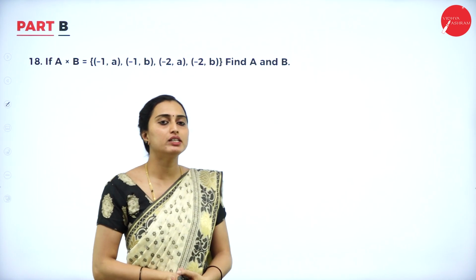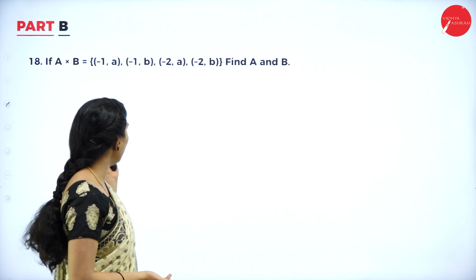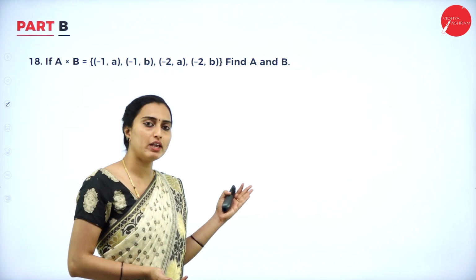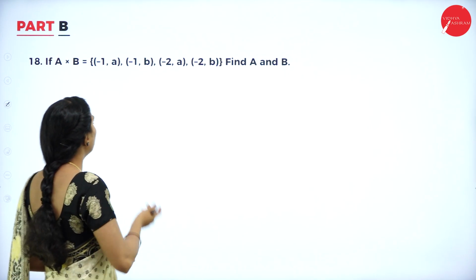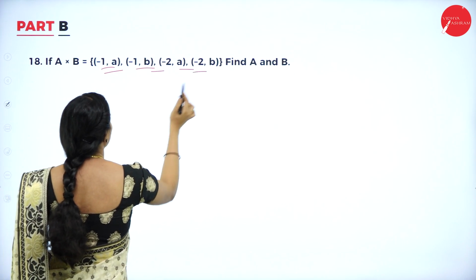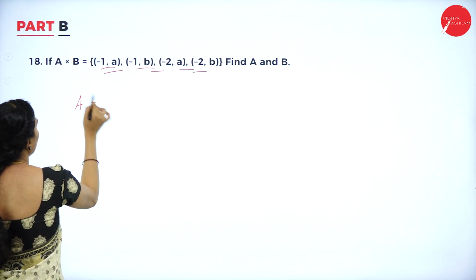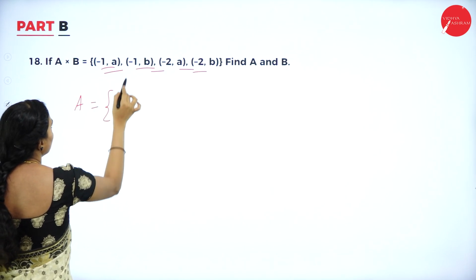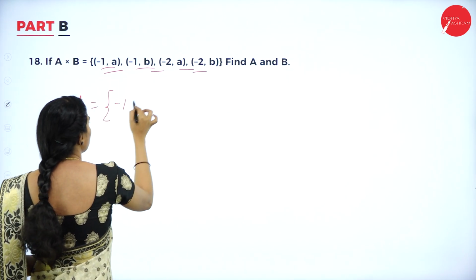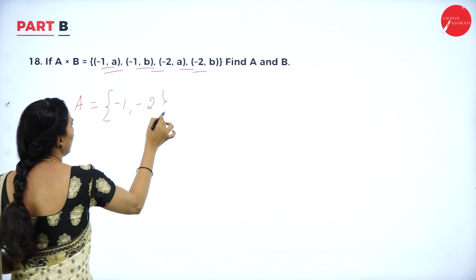If A cross B is equal to (-1, A), (-1, B), (-2, A), (-2, B), then find A and B. So here they have given ordered pairs, isn't it? So you need to find out A. This is a Cartesian product, correct? So A is nothing but -1 and -1, -2, -2. Repeated elements you write only one time.